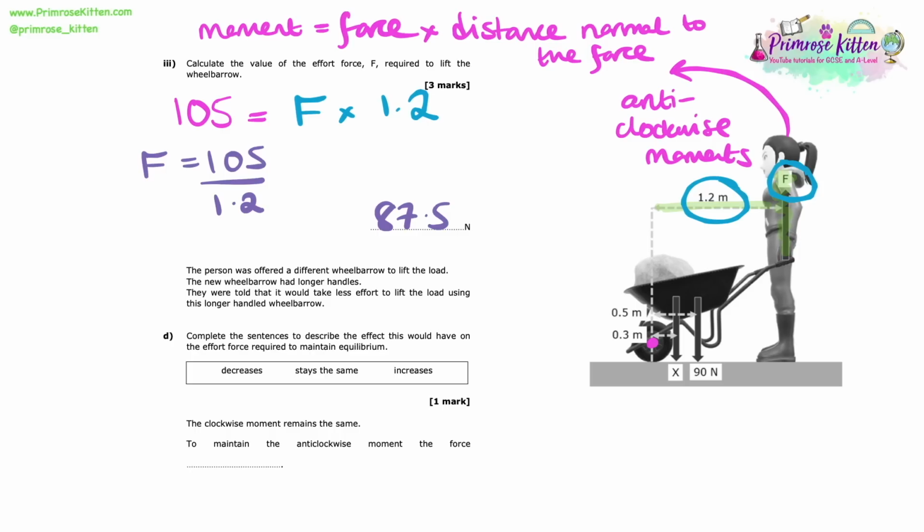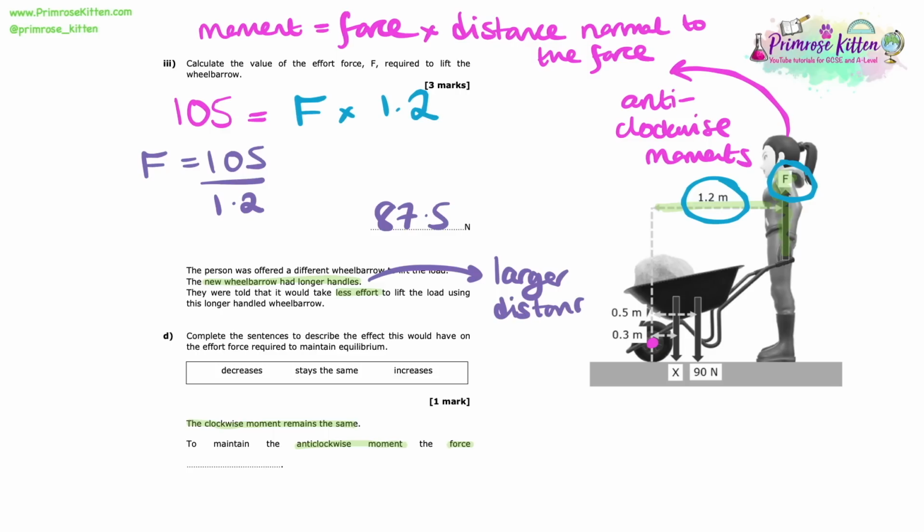So now we're told that the person was offered a different wheelbarrow to lift the load. The new wheelbarrow has longer handles. They were told that it would take less effort to lift the load using this longer handled wheelbarrow. Here we're asked to complete the sentences to describe the effect this would have on the effort force. So we know that the clockwise moment remains the same, and to maintain the anti-clockwise moment, we're asked what's going to happen to the force.